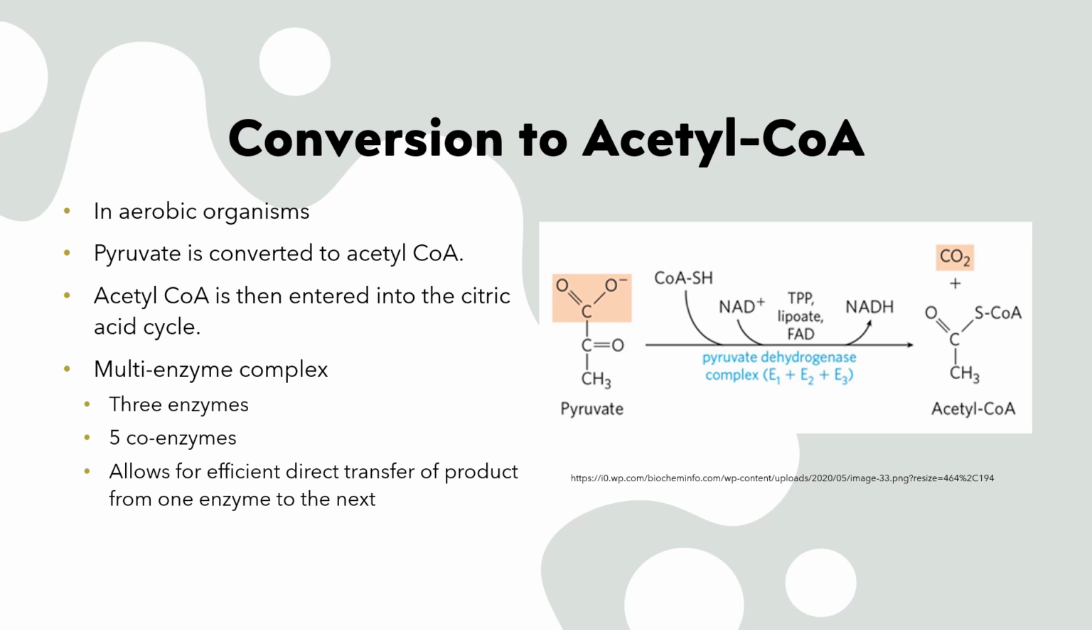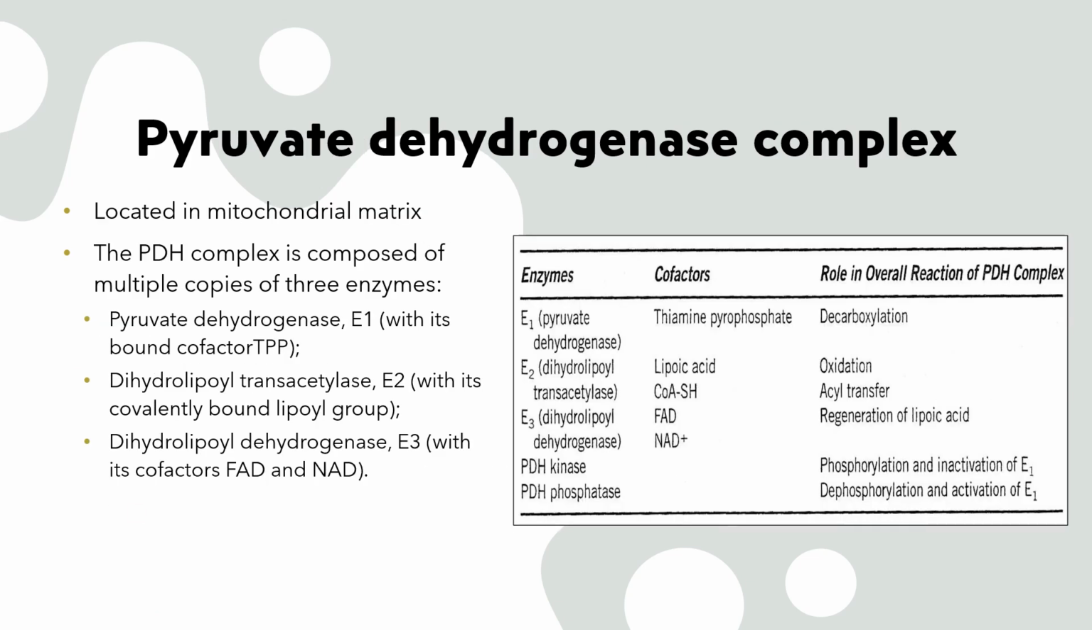Let's look at pyruvate dehydrogenase in a bit more detail. The pyruvate dehydrogenase reaction occurs in the mitochondrial matrix, which is the location of the pyruvate dehydrogenase complex. The complex, as we had said, is made up of 3 enzymes. The first enzyme is pyruvate dehydrogenase, or E1, and it is bound with the cofactor thiamine pyrophosphate, or TPP. E1 catalyzes the decarboxylation of pyruvate to acetyl. So it removes the carboxyl group from pyruvate to give us our acetyl group.